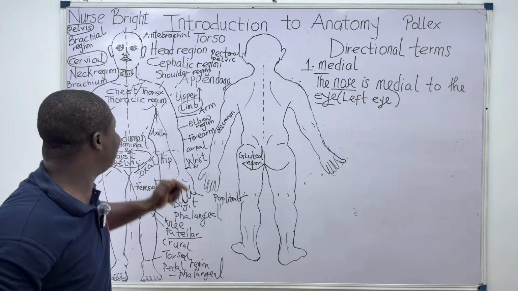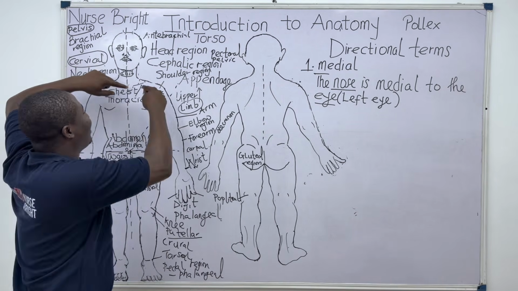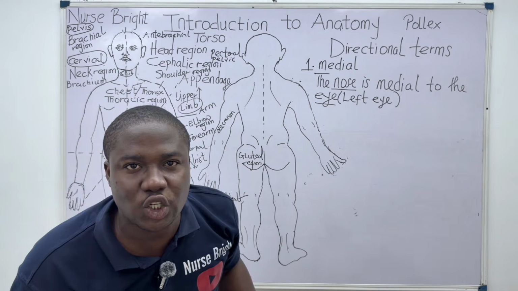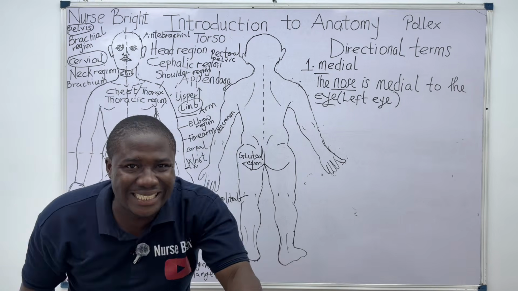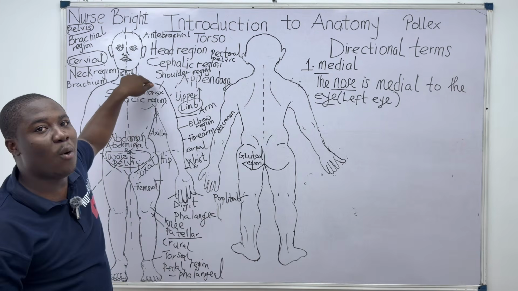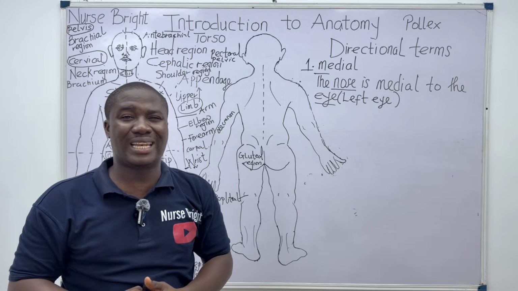So relating the breast bone, or the sternum, with the beauty bone, or the clavicle, which one is medial to the other? It is the sternum that is medial to the clavicle, not the clavicle medial to the sternum. Hope all these things are making sense, because I want you to understand them properly.